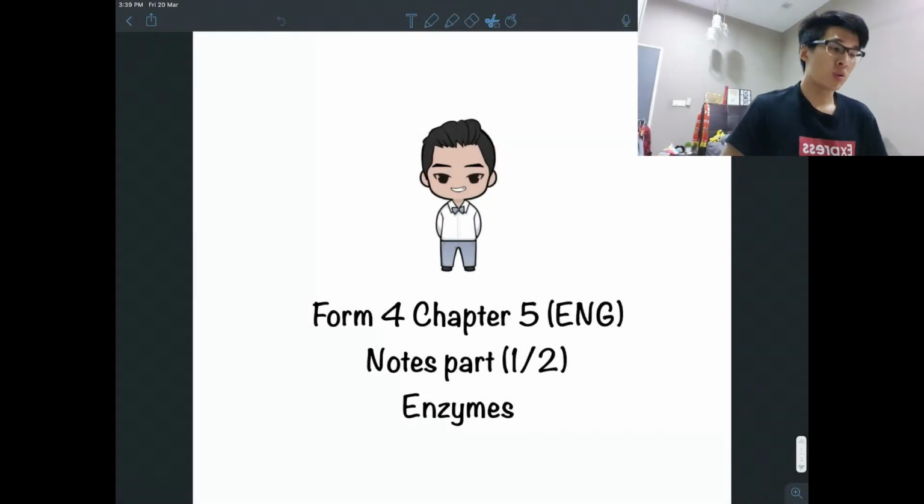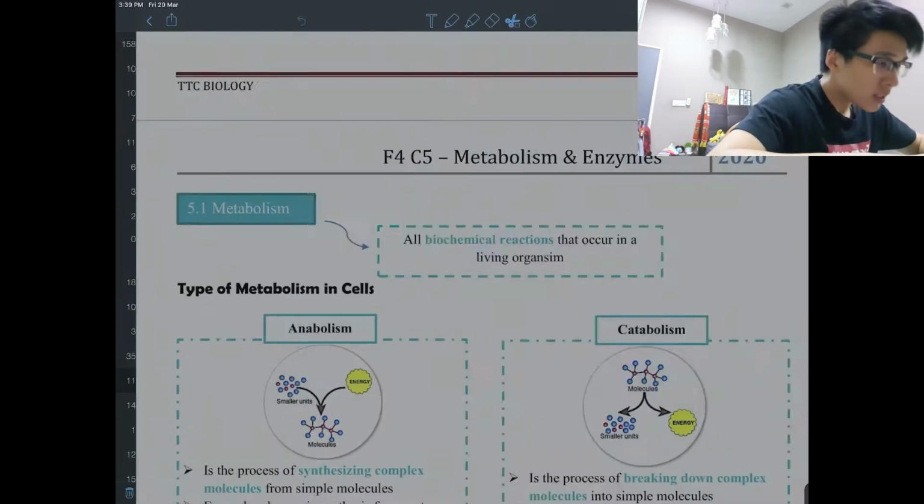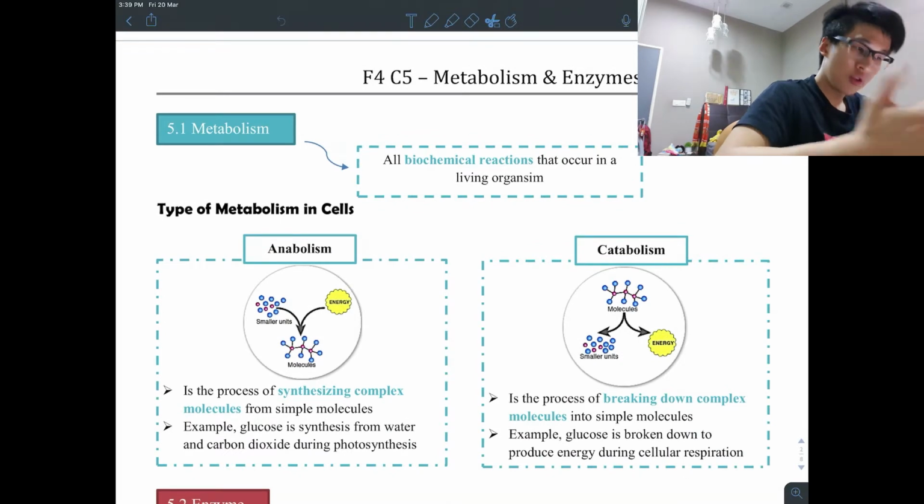So right now we're going through Form 4 Chapter 5. This is the first part out of two parts. This is the notes part where I'll teach. Later we will have one question during session. Alright, straight away into the notes.